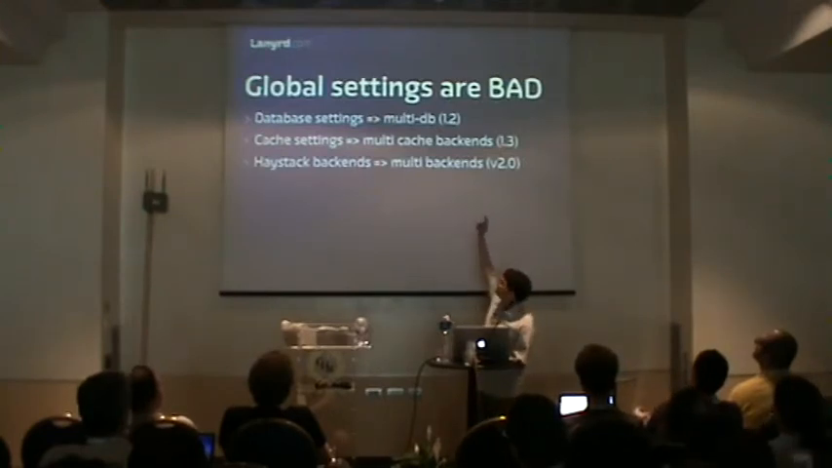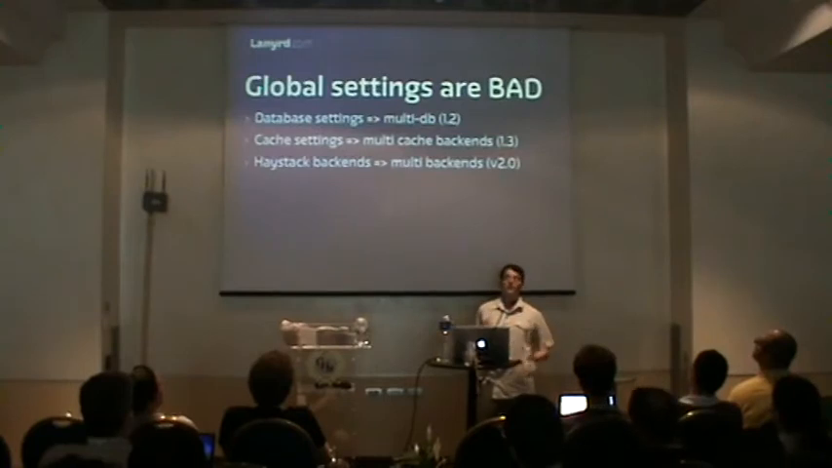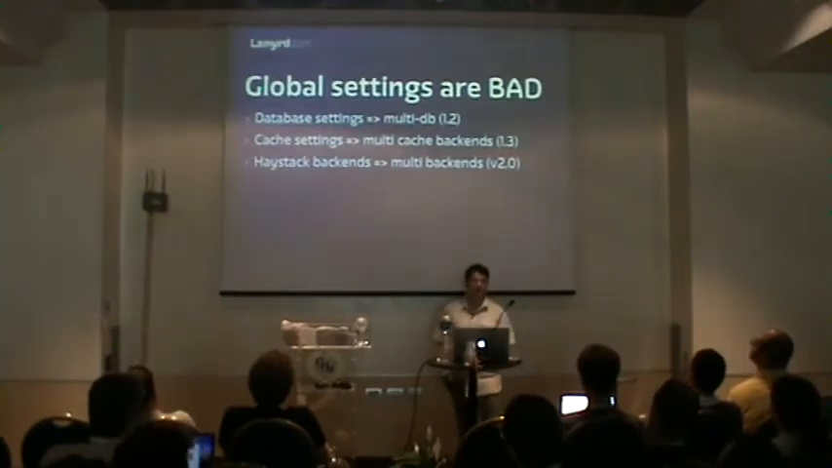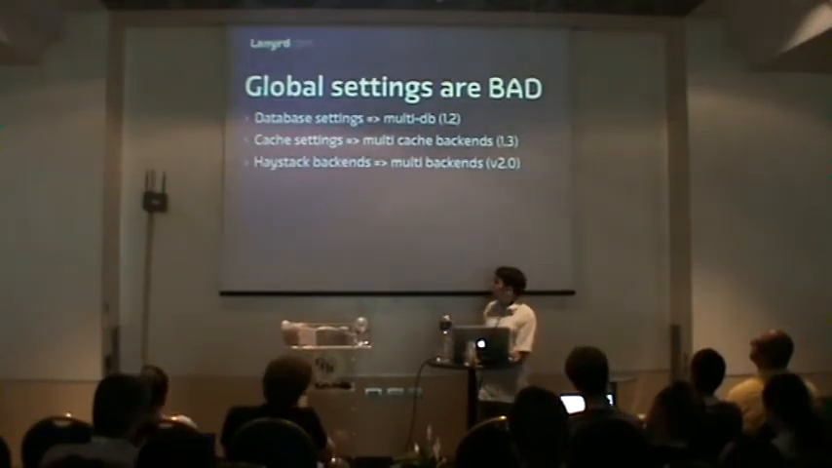So in Django 1.2, we added multiple database settings. There was a huge amount of work to refactor the database layer to talk to multiple databases. Really, really useful. Django 1.3 did it again.